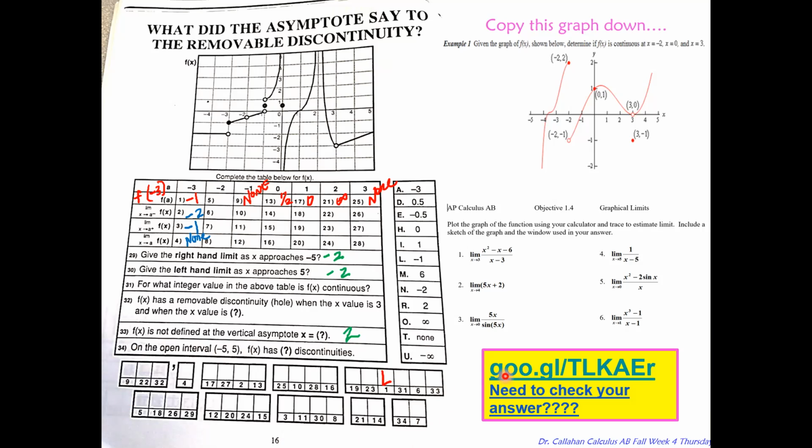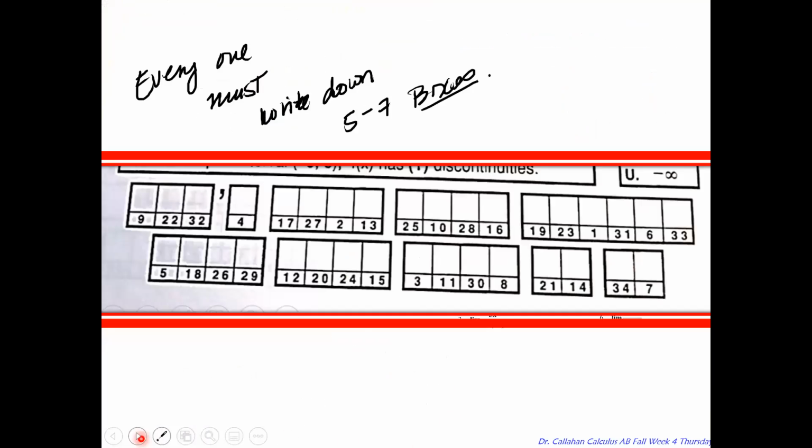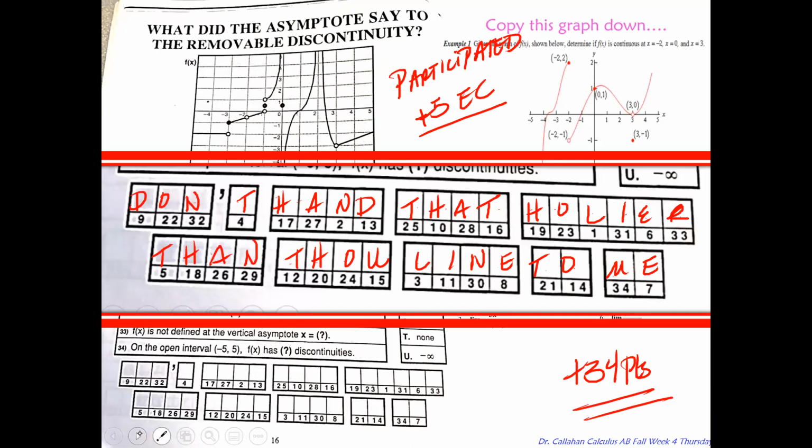If you ever need to check your answer, I do have a document right here. You just type it in, capital T, capital L, capital A, capital K, A, capital R, E, lowercase r. And actually, this is the answer to the puzzle, so you can check it yourself.